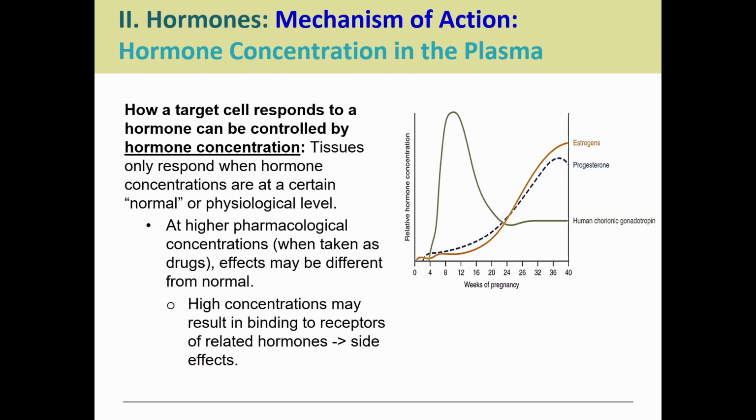We can also control how a cell responds based on the hormone concentration. So let's look at this graph here. We see the relative hormone concentration, so the higher it is, the higher the concentration compared to the others, and the lower, the lower the concentration. Tissues will respond when the hormone concentrations are normal. If we go higher, like when we take them as a medication, we can get different effects from normal, including side effects. But we see how they can change in the plasma.